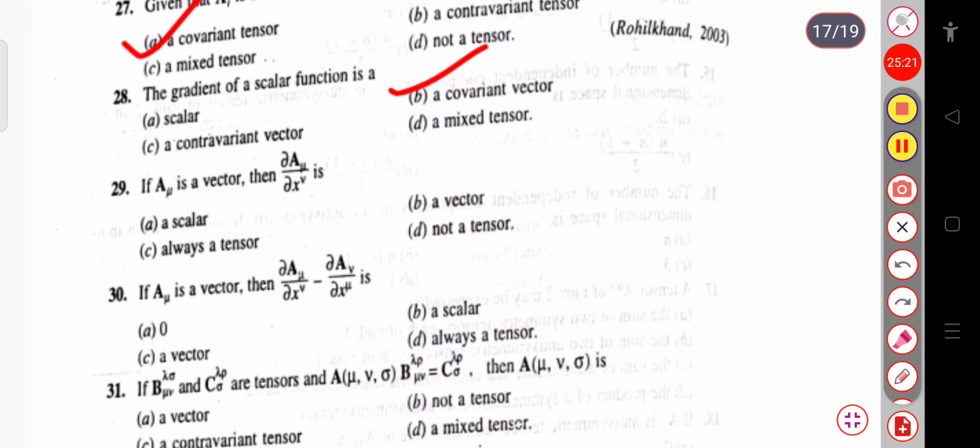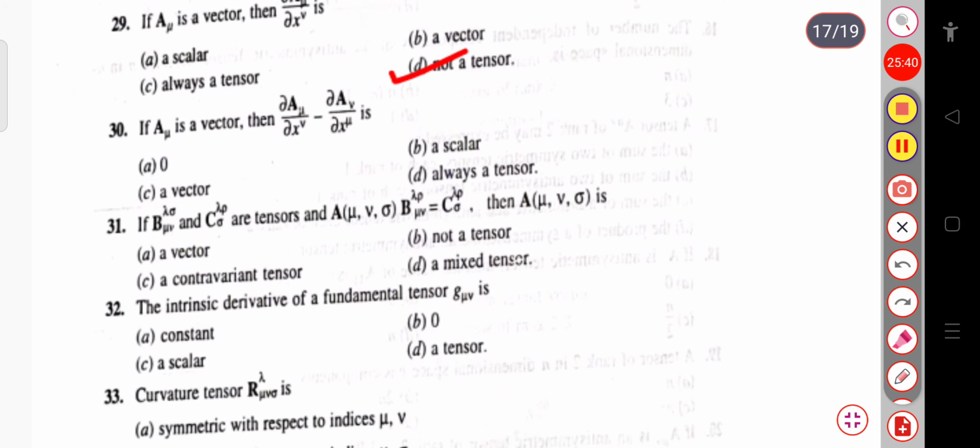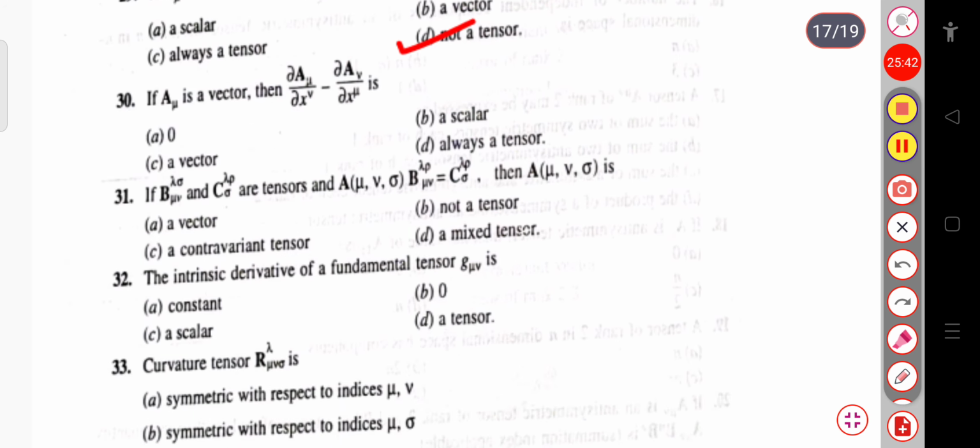The next question is, if a mu is a vector, then dou a mu by dou x nu is a scalar, a vector, always a tensor, or not a tensor. So here it is not a tensor. The next question is, if a mu is a vector, then dou a mu by dou x nu minus dou a nu by dou x mu will be always a tensor.